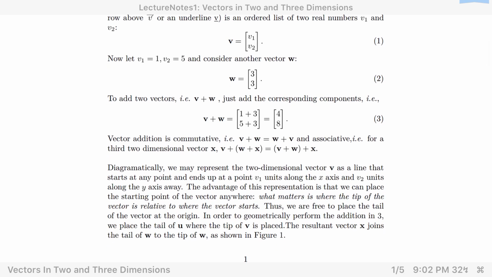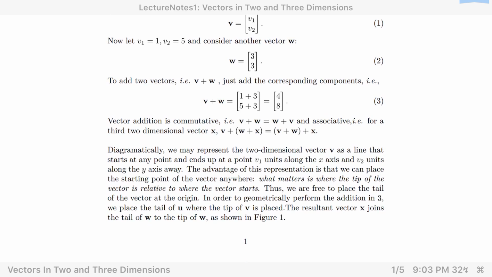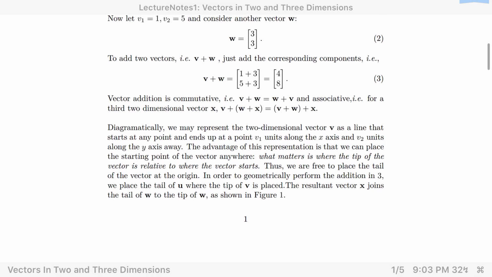Now consider another vector w, 3, 3. How do we define vector addition? Vector addition is simple. You just add the corresponding components of the vectors. So v plus w is basically 1 plus 3 in the first row, and 5 plus 3 in the second row.